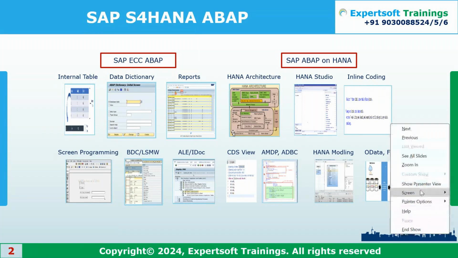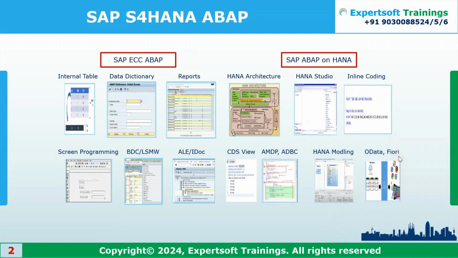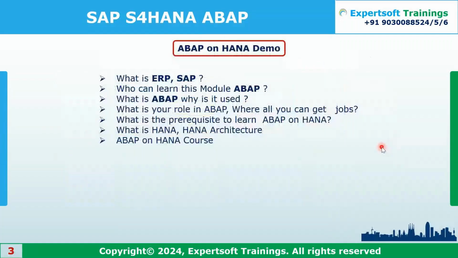Pointer options. The Fiori option, Fiori I have written. Okay. Now next. Now you want to understand what is ERP, which I have already given you an idea. What is ERP? ERP is enterprise resource planning.